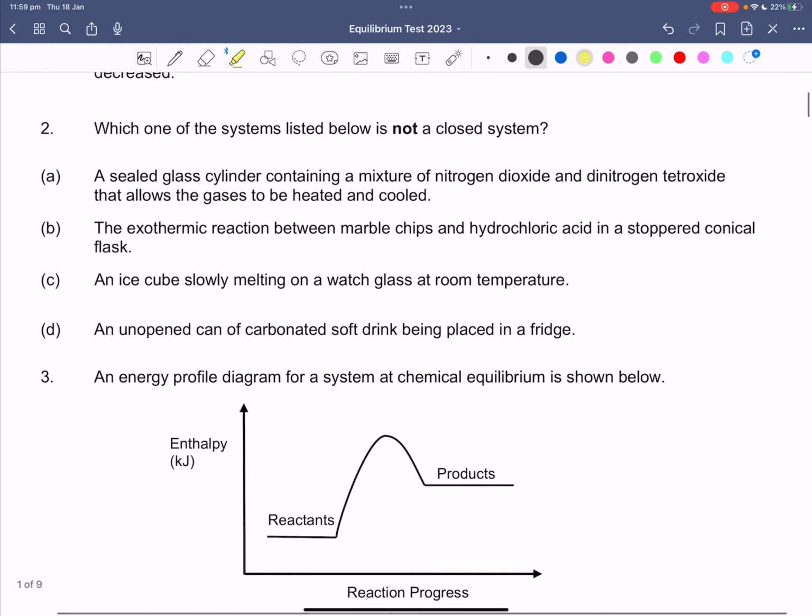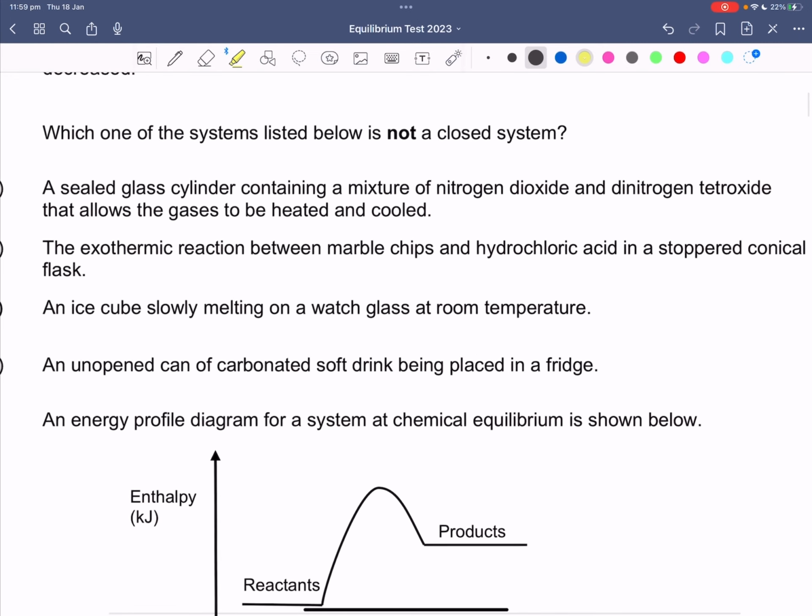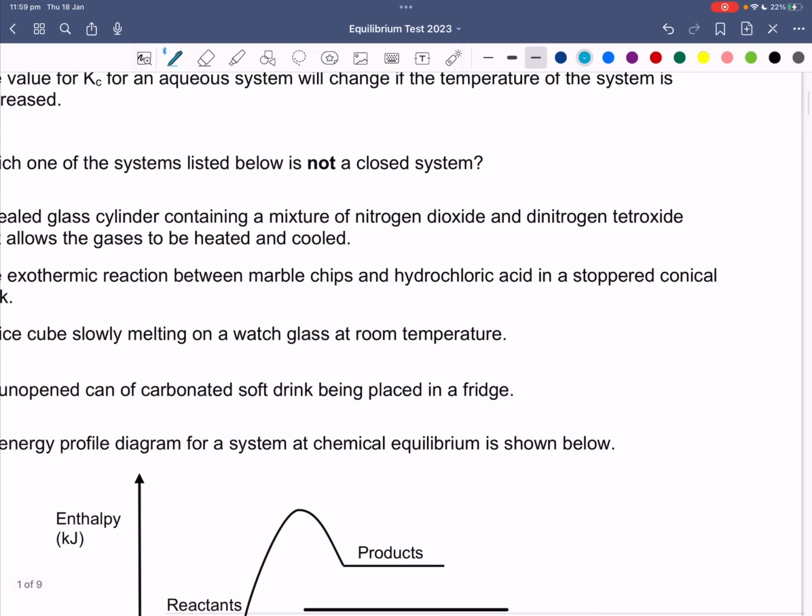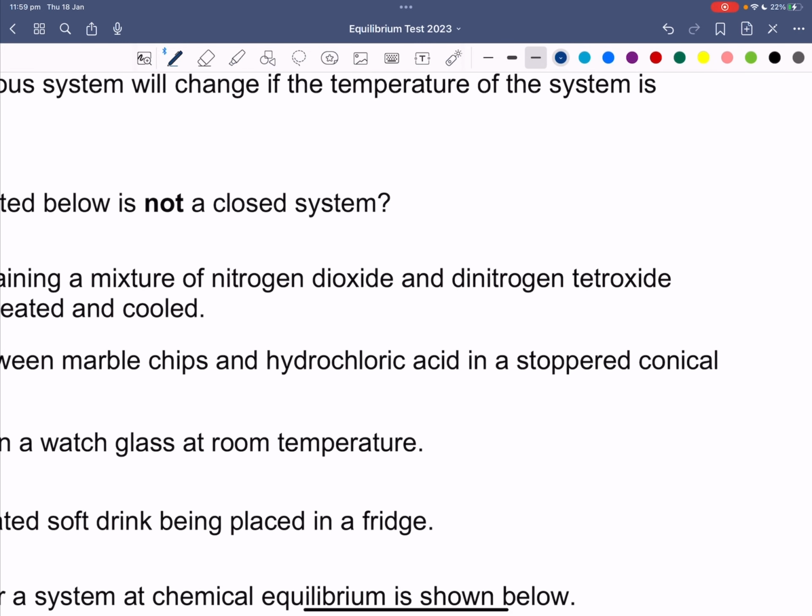Which of the following systems below is not a closed system? Now, make sure you understand the 3 types of system that we have. We have an open system. When you have an open system, it means you can have transfer of matter and energy from system to surroundings, okay?